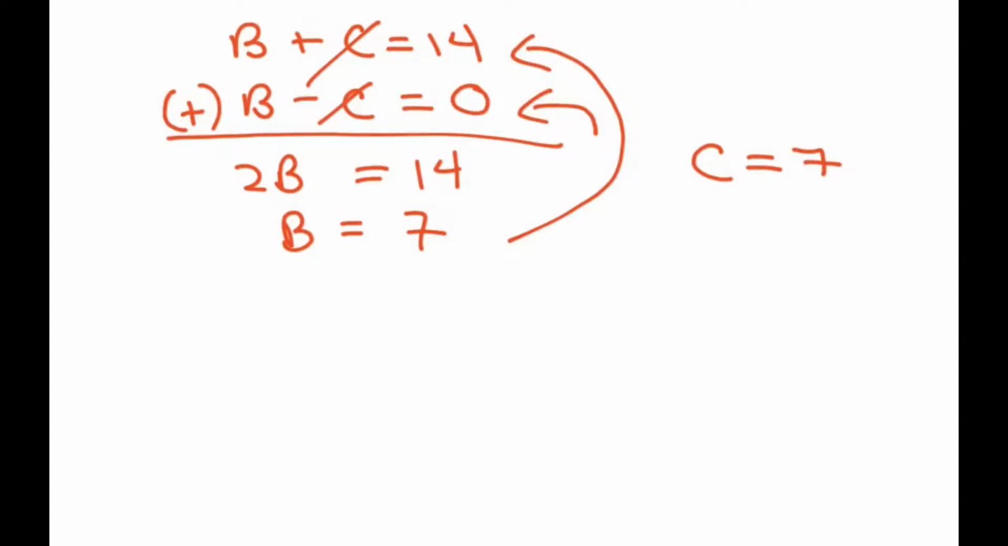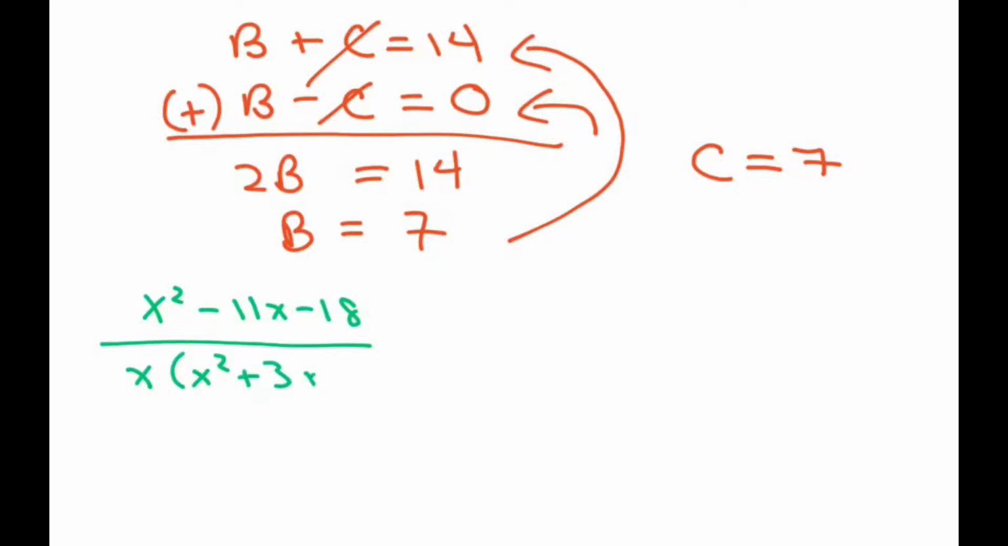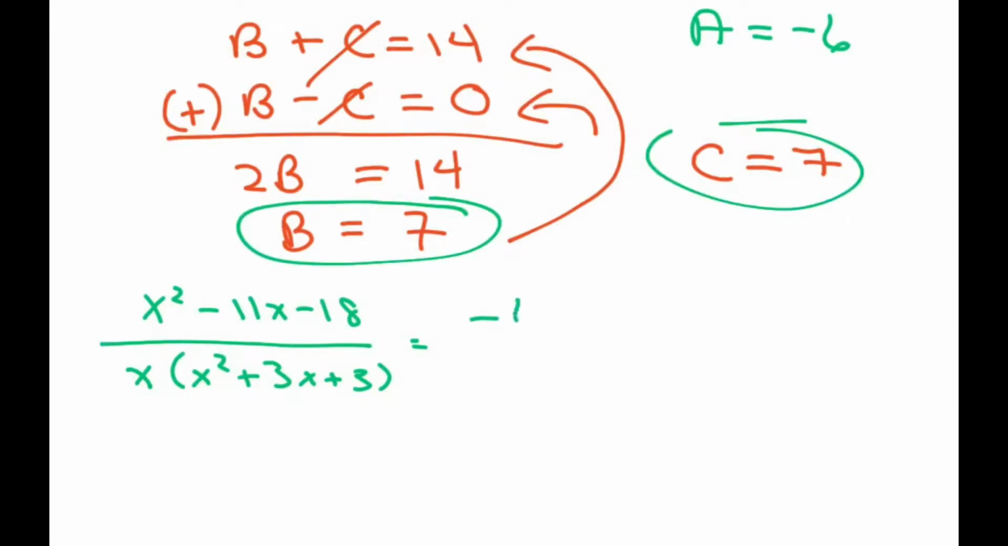Therefore, our final answer is going to be x squared minus 11x minus 18 divided by x times x squared plus 3x plus 3 equals my A. My A was negative 6. And here's my B and here's my C. So I get negative 6 over x plus 7x plus 7 over x squared plus 3x plus 3.